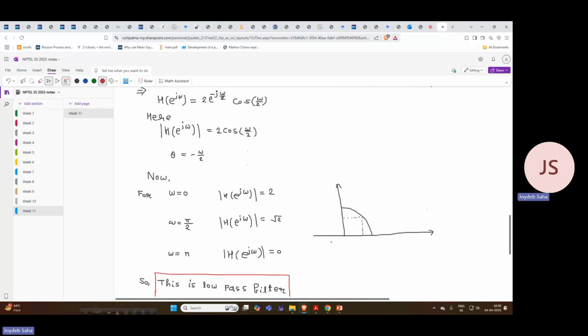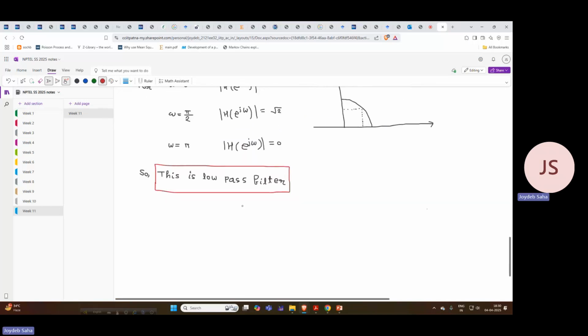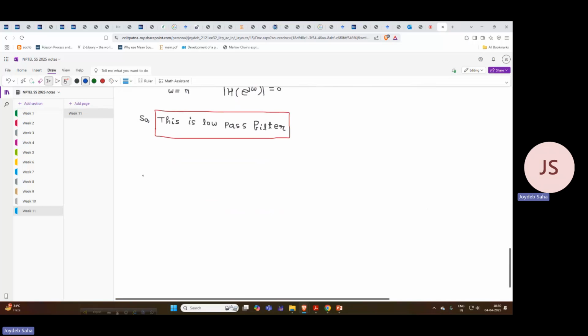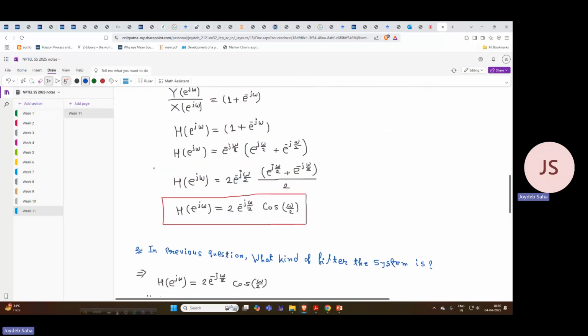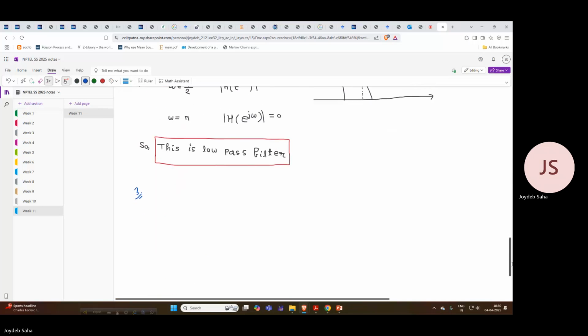Take 1-2 minutes and think about what we have done till now. Okay, so let us come to the next problem, 3. It is similar to this problem. Here h is given directly.